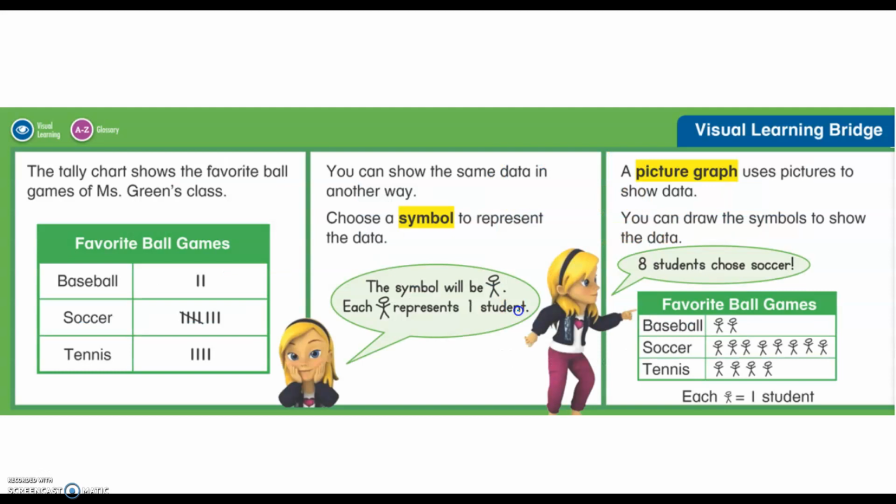Let's talk more about picture graphs. This tally chart shows the favorite ball games of Mrs. Green's class. You can see tallies for each sport. Baseball has 2, soccer has 8, and tennis has 4.